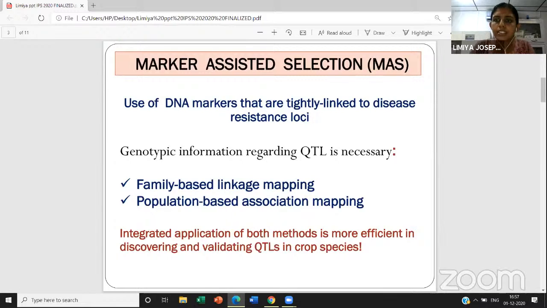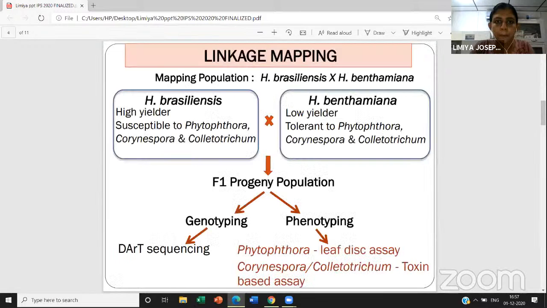However, both these methods result in the identification of only some QTLs related to a trait of interest. So, an integrated application of these methods, a combined linkage association mapping method, can be used to detect all the QTLs linked with a trait. First is linkage mapping. For linkage mapping, we developed a mapping population by an interspecific cross between Hevea brasiliensis and Hevea benthamiana. As you can see, these parent plants contrast in their basic characteristics like yield and disease resistance.